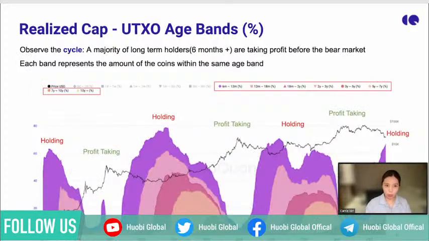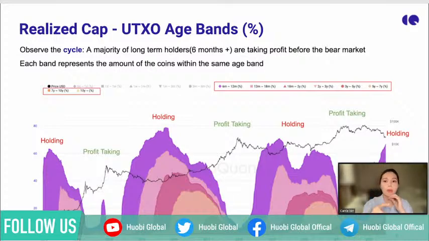And the next example is realized cap, looking at it by percentage of the age cohort. From this we can observe the cycle of the market, the cycle of holding and profit taking of long-term holders. Since long-term holders are often considered to be wiser, we can take this into account when we are trading.